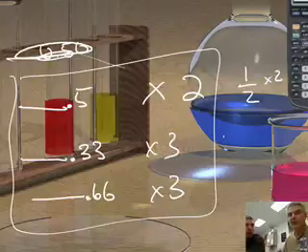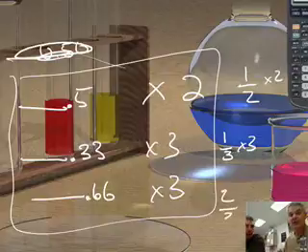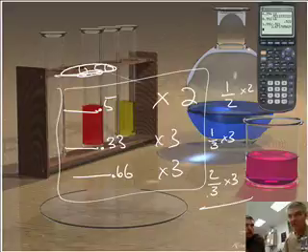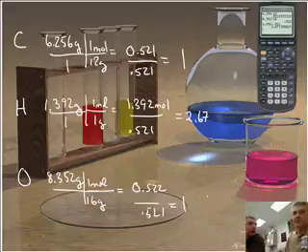0.33 is 1/3. Multiplying it by 3 makes it a whole number. And 2/3 is 0.66, 0.67, whatever. You multiply that by 3. That's why this is working. So let's go back. We ended in 0.67, so let's multiply everything by 3.